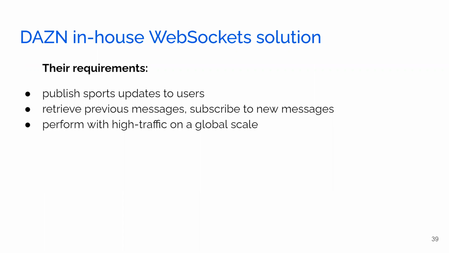So they came up with their own solution and wrote a few good articles about it. Their requirements were pretty similar to ours, so this piqued our interest. They needed to publish sports updates to users, allow users to subscribe to new messages, and perform with high traffic on a global scale. In the next slide, I will show you a diagram of the infrastructure for this specific solution, a system they call Puppy.